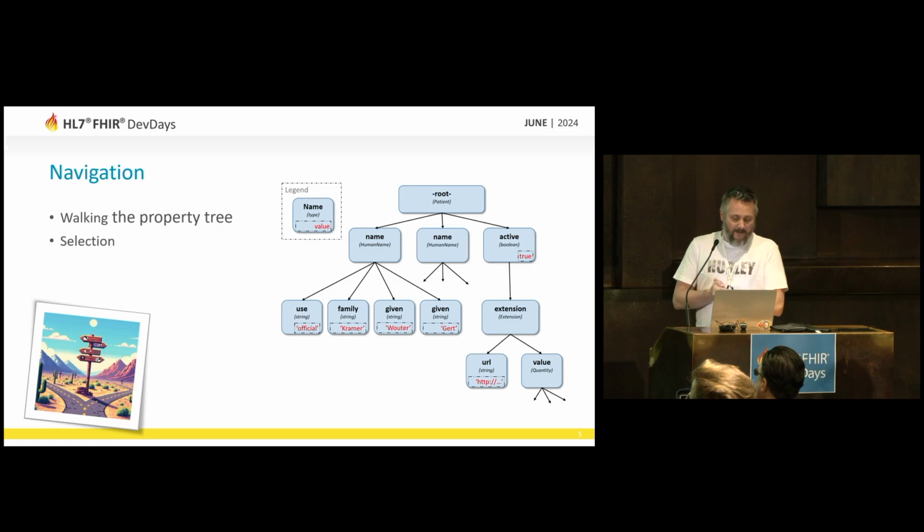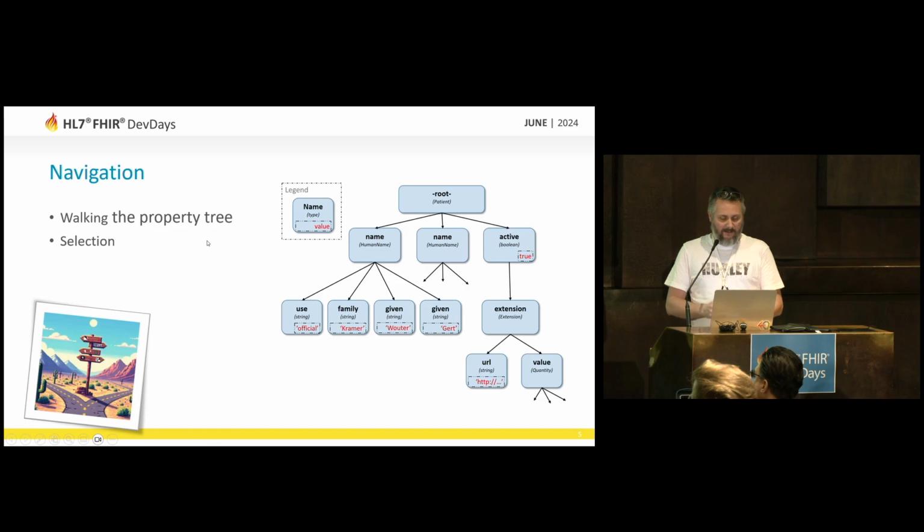Cool. So we'll start off with step one, direct navigation. How do we walk through? If we look at the instance, it's really just a tree of nodes in the resource. This particular instance has a patient as the root, a couple of names, an active property, and this name is broken up into a handful of properties. I can see here I've got a collection where there are 2 given names and then some extensions.